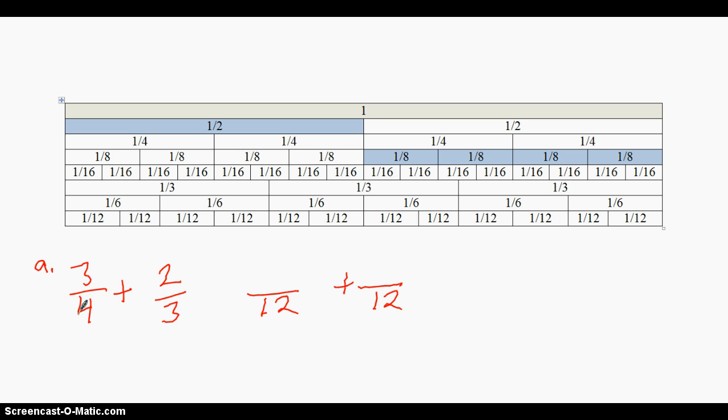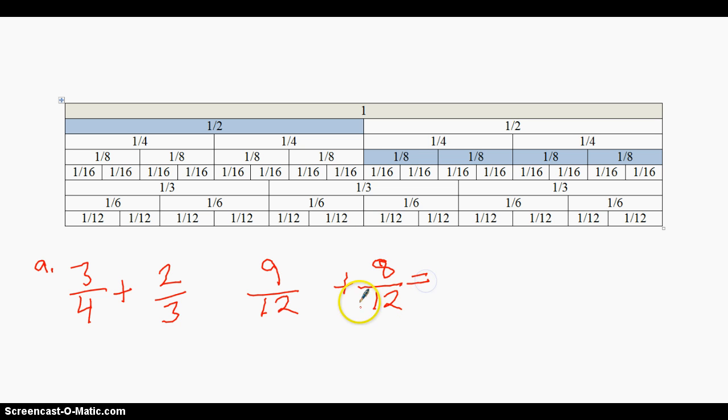Now, 4 times 3 gives me 12. So if I multiply 4 by 3 to get 12, I have to multiply 3 by 3. Alright, so 3 times 3 is 9. And I know 3 times 4 gives me 12, and if I multiply the denominator by 4, I must multiply the numerator by 4. 2 times 4 is 8.